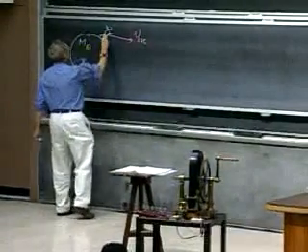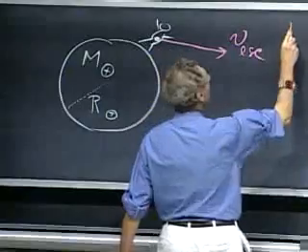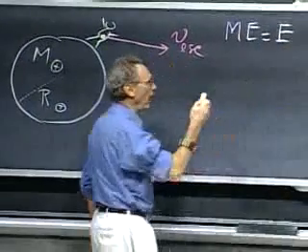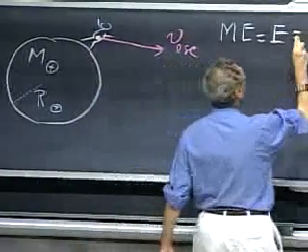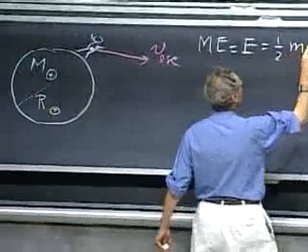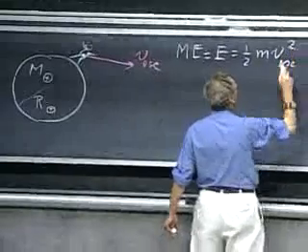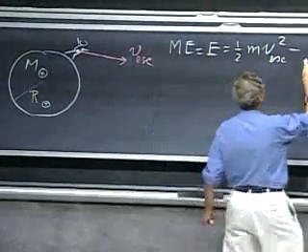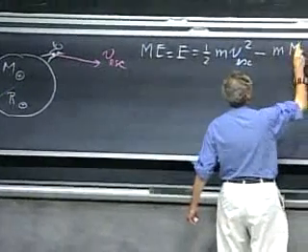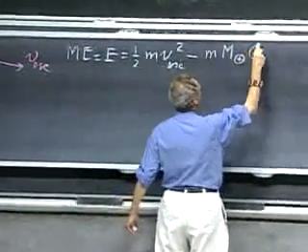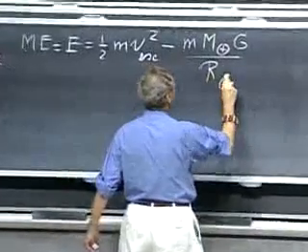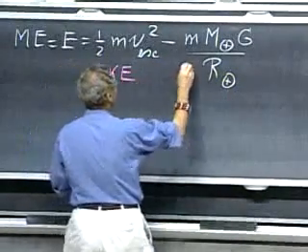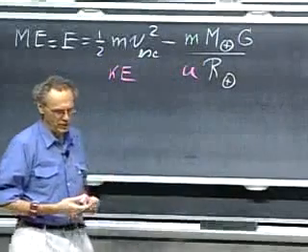Well, when you're standing here and you have that speed, your mechanical energy, which we often simply call E, the total energy, is the sum of your kinetic energy. This is your mass, this is your escape velocity squared, plus the potential energy, and the potential energy equals minus m m_Earth G divided by the radius of the Earth. So this is your kinetic energy, and this is your potential energy, always negative, as we discussed before.